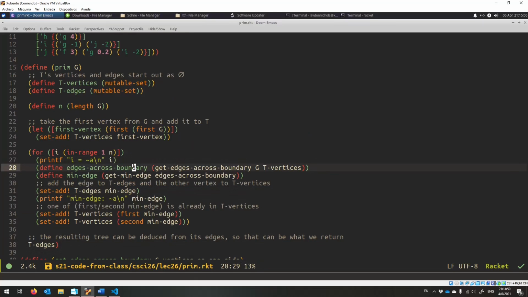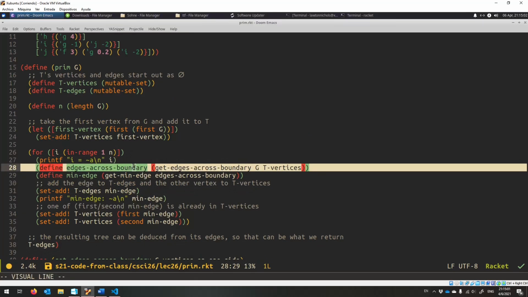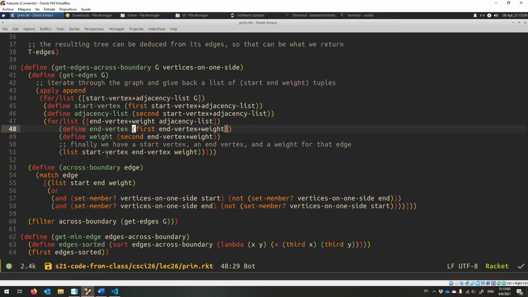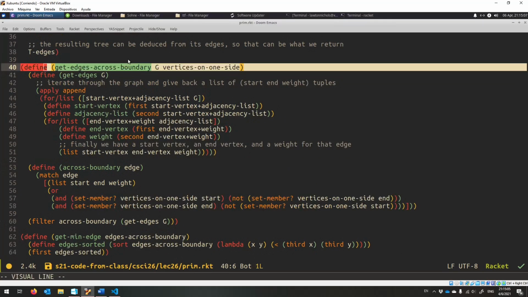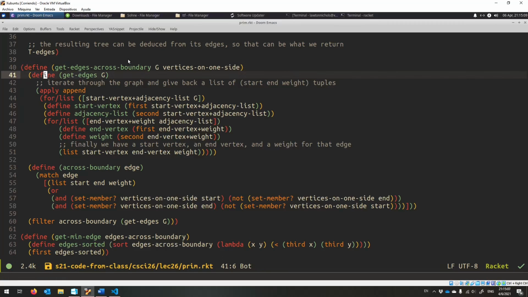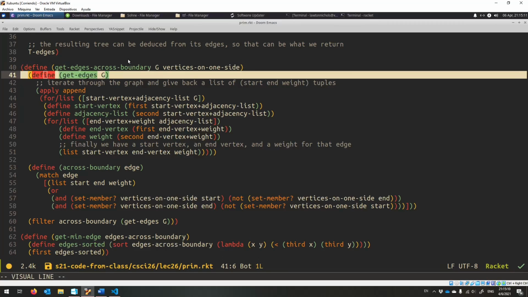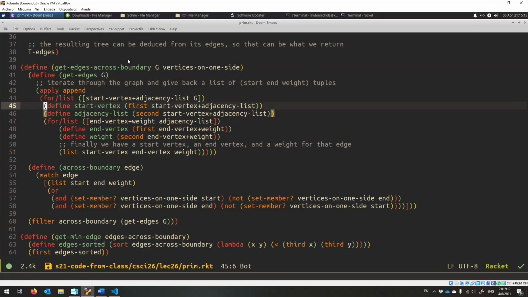The devil really is just in the details, like how do we find all the edges across this boundary? And so I have a bunch of helper functions. Here's a helper function that has helper functions inside of it. I need to get all the edges of G, which takes quite a bit of work. I encourage you to read that.